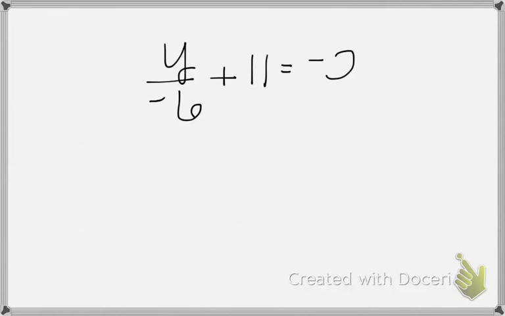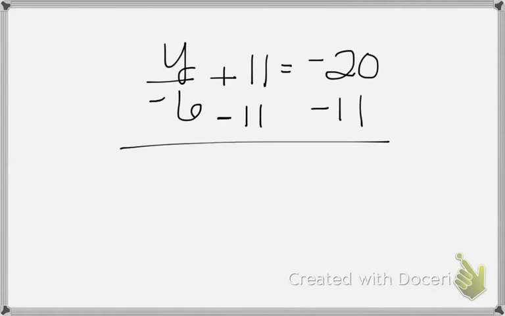All right, my last one of this type here. Let's do y over negative 6 plus 11 equals negative 20. So one more of that sort. Mother-in-law, I guess you could say her name is plus 11. We'll do minus 11 on both sides. You can bring the fraction down. Y over negative 6 equals negative 31. Remember, negative 20 and negative 11 combine to get negative 31.